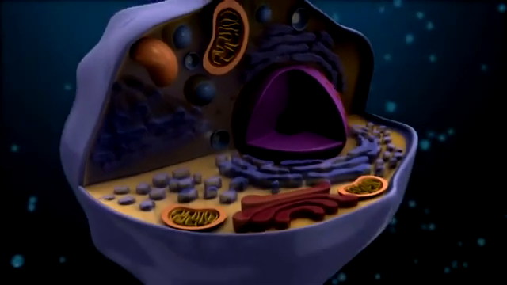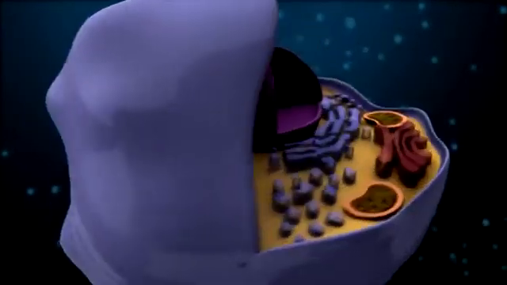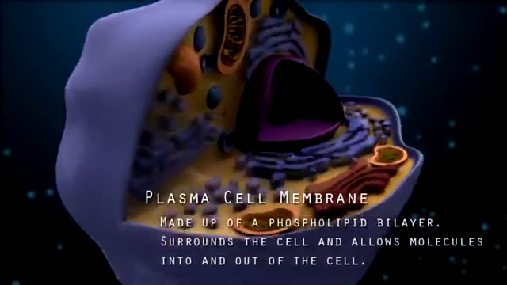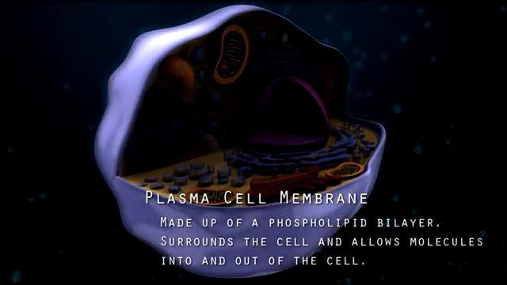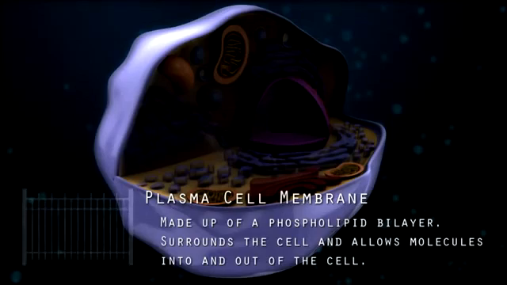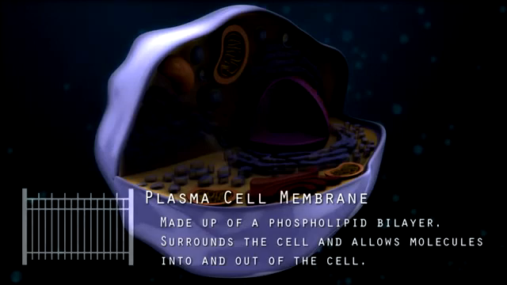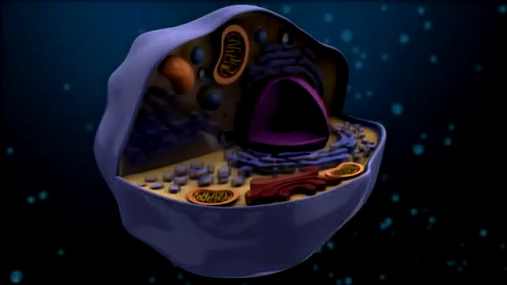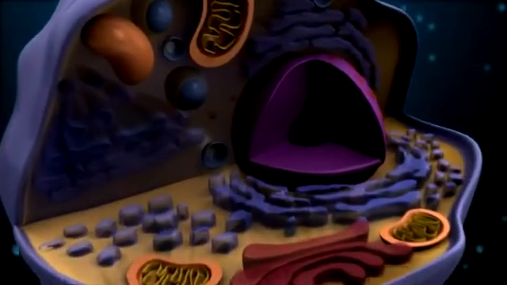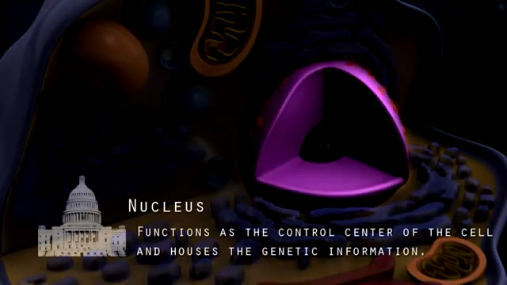A plasma cell membrane is made up of a phospholipid bilayer. The bilayer surrounds the cell, protecting it, and functions as a gate that allows molecules into and out of the cell. In our city, the cell membrane would be like a large fence surrounding the city that only allows certain molecules to go in and out of the cell. The nucleus is like the Capitol building of the city because it functions as the control center of the cell and houses the genetic information or instructions for what the cell is supposed to do.